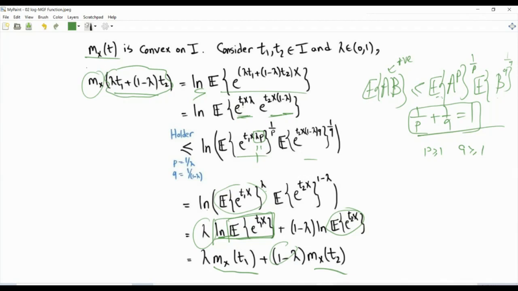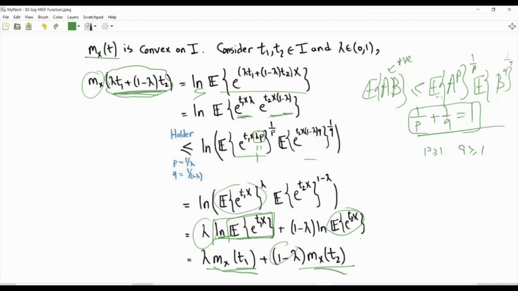So using the Holder inequality, we proved that this small m evaluated at this point is less than or equal to lambda, this guy here plus this guy there. And that's exactly the definition of convexity. And so mx of t is a convex function.